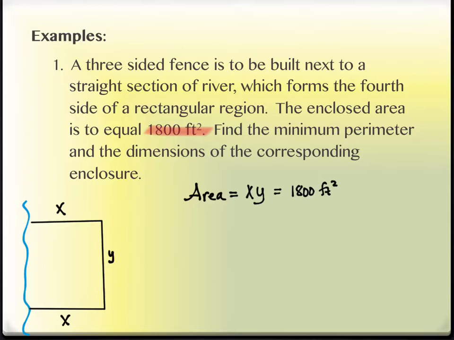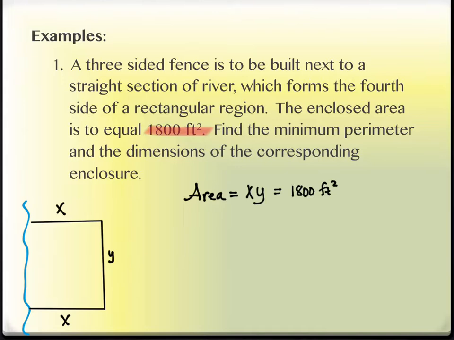Okay, so that's good information. That's a piece of information that we know. We still don't know x and y. That's what we're actually trying to find, right? It says down here, find the corresponding dimensions, find the minimum perimeter and the dimensions. So I need to figure out what x and y are. But it's actually wanting me to optimize, that is, to minimize perimeter here, right?